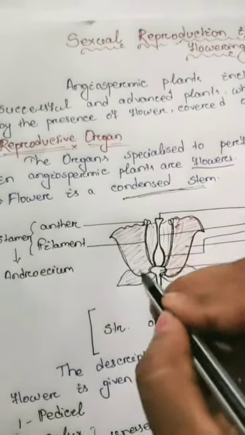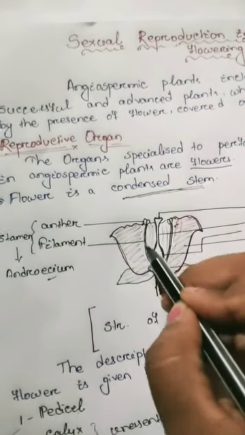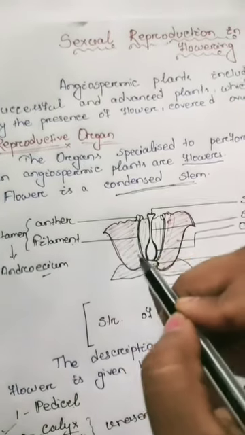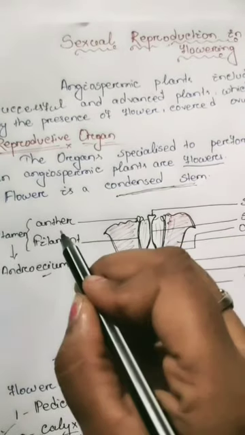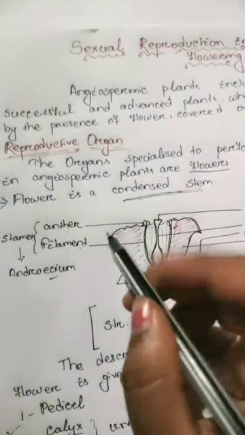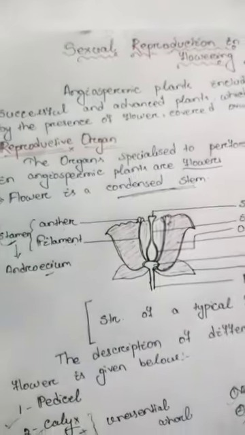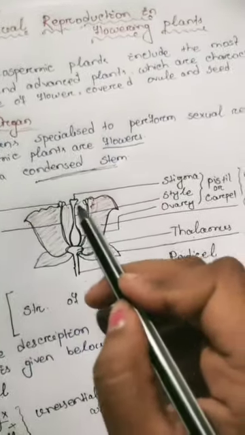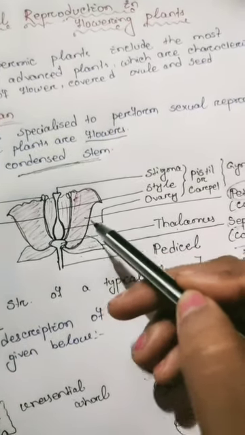This is the third floral part, which is known as androecium. This stalk-like or thread-like structure is known as filament, and the tip portion of the filament, this lobe portion, is known as anther. Filament and anther, this whole individual member is known as stamen, and the fusion of stamens is known as androecium.